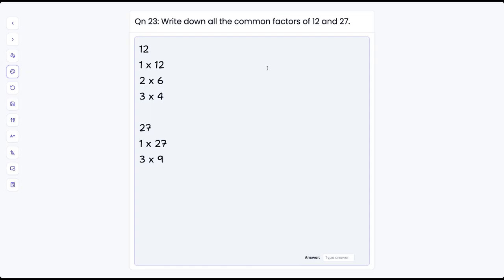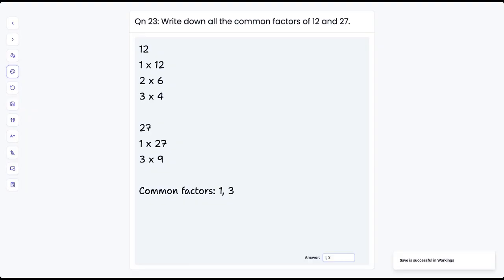So what are the common factors? In this case, the common factors will be 1 and 3. That's it. Okay, so the answer is 1 and 3. All right, let's move on to the next question.